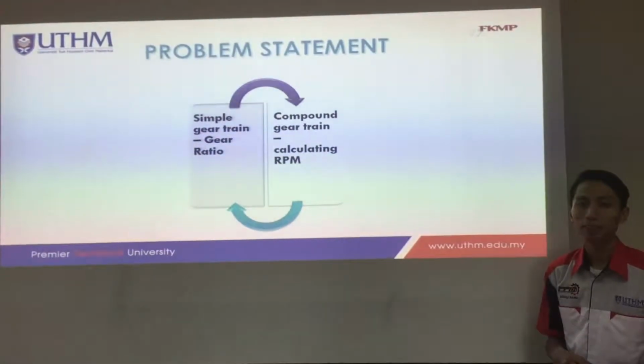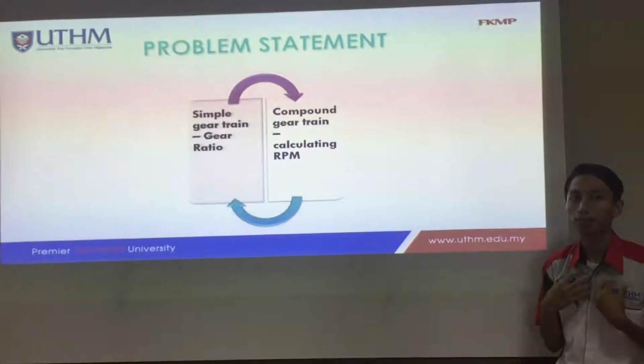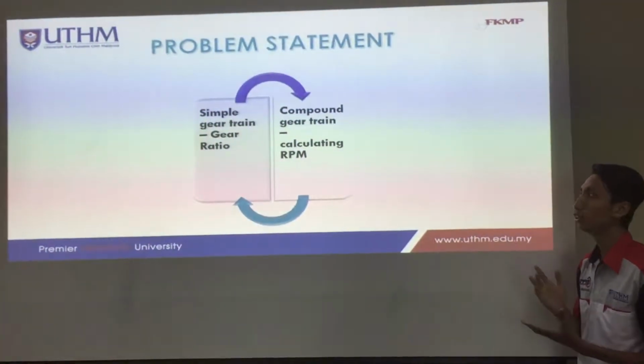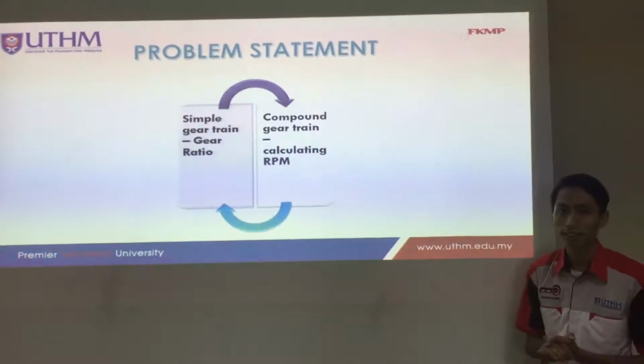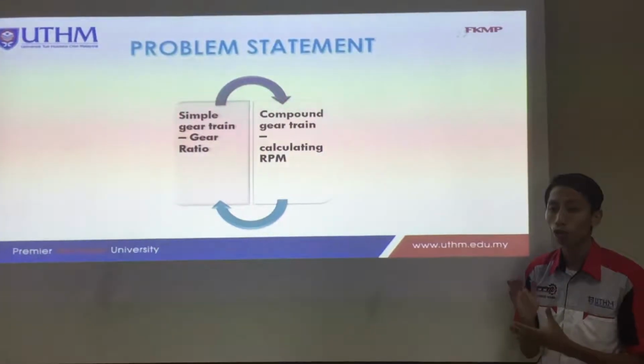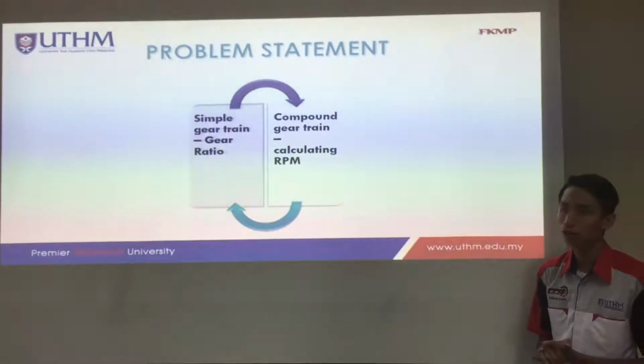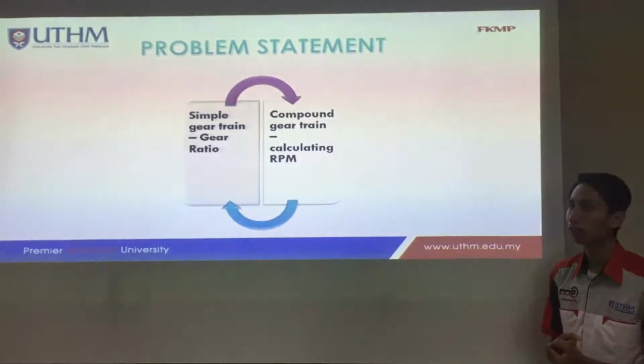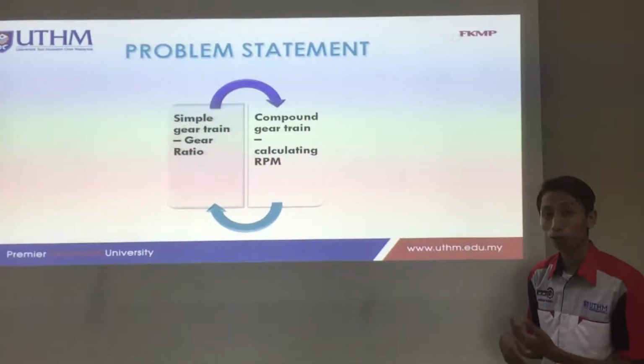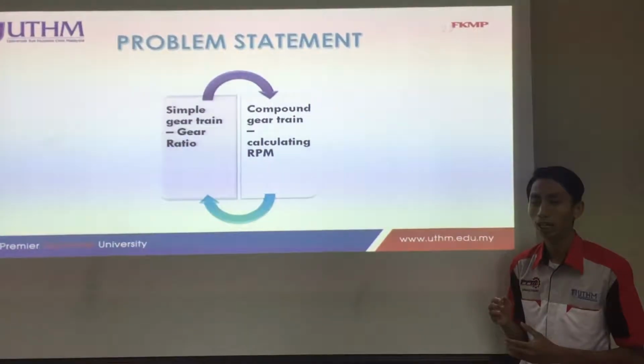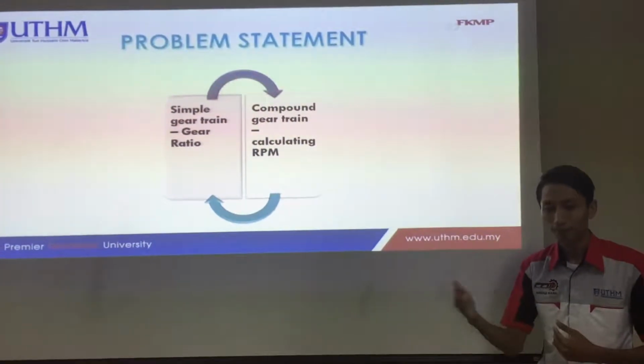For the problem statement, I divided my problem statement into two. The first one, we calculate the simple gear train, that is the gear ratio, or we call it velocity ratio. The second one is the compound gear train, where we calculate the RPM, that is revolutions per minute.